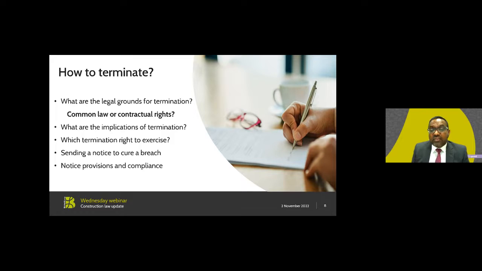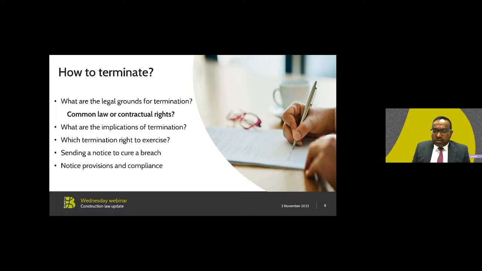Therefore, at the outset, my advice is you should identify all possible termination rights, which include the common law right to accept a repudiation. Even if it's not mentioned in the contract, this right is available unless clearly excluded by the contract. So you have a common law right or a contractual right to terminate. There are also contractual rights to terminate for cause or convenience, meaning you can terminate the contract if the contract provides that you can terminate for no reason, for no default.